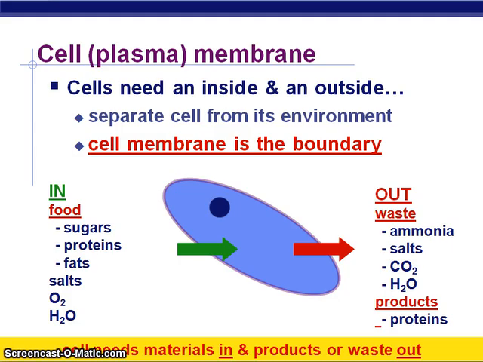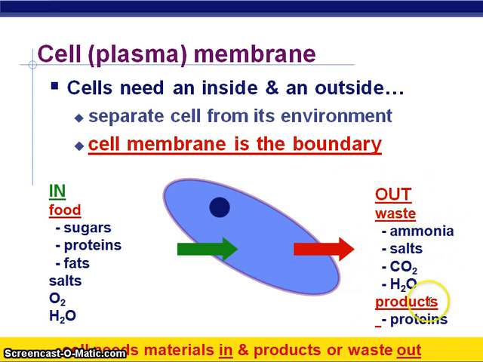Okay, so the cells need an inside and an outside, so we need something that will separate it from its environment and keep everything contained. But at the same time, the cells need stuff to get into it. It needs food, so sugars, proteins, fats. It's also going to need some gas like oxygen. It's going to need some water. But at the same time, we want to get rid of some of this stuff. So we'll have some waste.